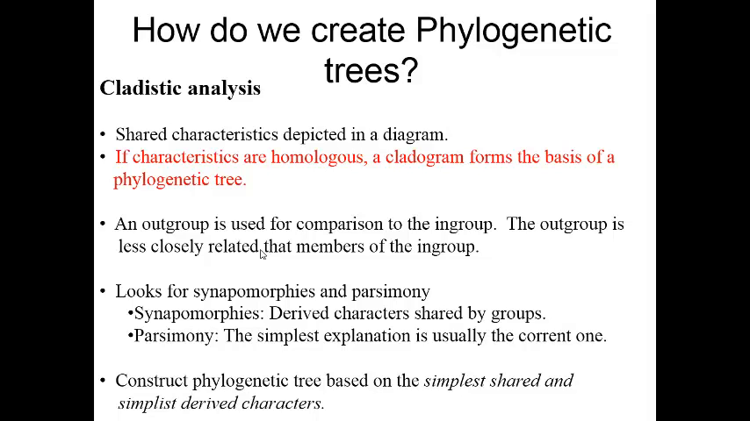To create the cladogram, we're going to be looking at simplest shared characters and the simplest derived characters. Shared characters are characters that exist before that species evolved. So species are going to share this in common because they inherited it from a past ancestor. Derived characters are going to be new traits that evolve that are unique to that group, that make it different from the pre-existing group.